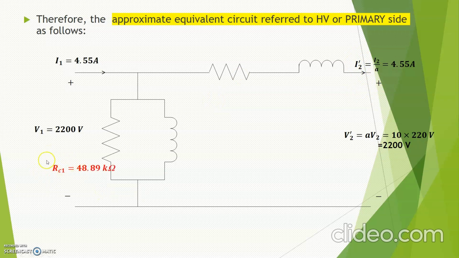Next, the value of RC1 referred to the primary side is given by 48.89 kilo ohm, and then jXM1 is equal to j8.94 kilo ohm. And then for R equivalent 1, it is equal to 10.5 ohm. And finally, jX equivalent 1 is equal to j31.29 ohm. So basically this is the approximate equivalent circuit referred to the high voltage side, or primary side.